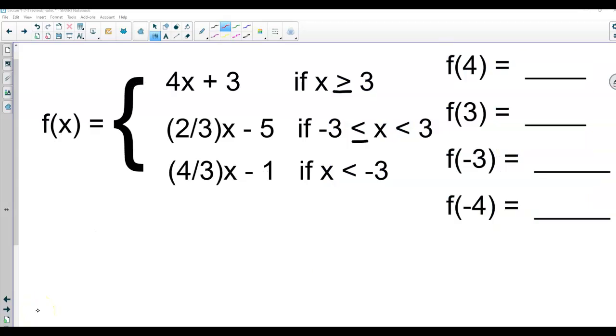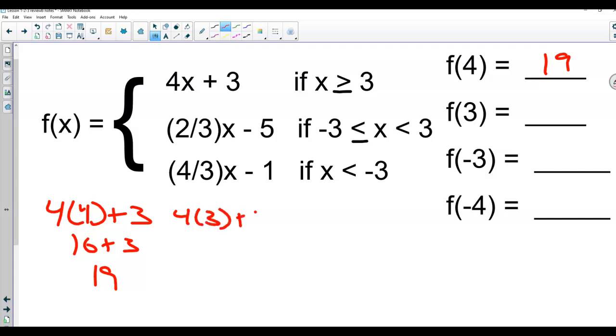Once again, we're just making a good decision. 4 is greater than 3, so I'm using the expression up top. 4 times 4 plus 3, 16 plus 3 is 19. 3 is also greater than or equal to 3. Right? 3 is not less than 3, but it is greater than or equal to 3. So we're going to use 4 times 3 plus 3, and that's going to give me 12 plus 3, and it's 15.